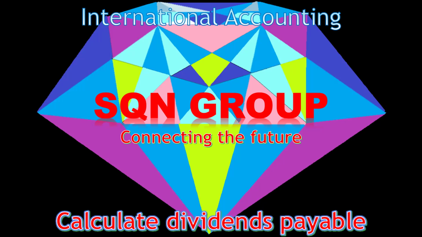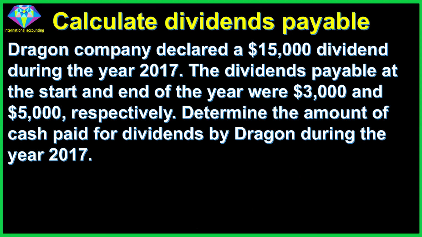Now, let's get started. Number 1. Dragon Company declared a $15,000 dividend during the year 2017. The dividends payable at the start and end of the year were $3,000 and $5,000, respectively. Determine the amount of cash paid for dividends by Dragon during the year 2017.